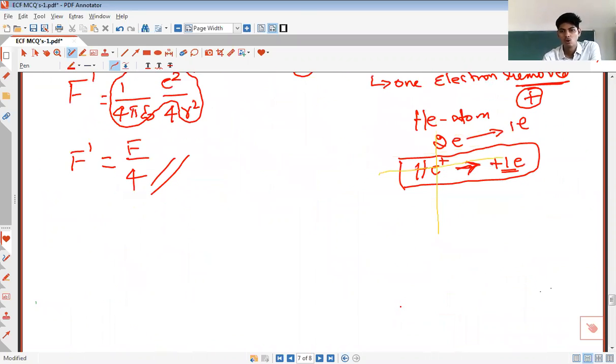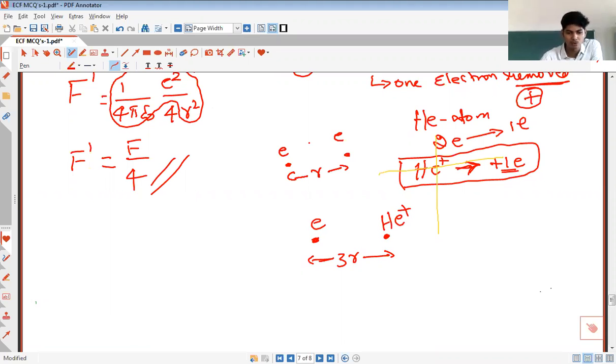Can you tell me what will be the force between an electron and a singly ionized helium atom if they are separated by a distance of 3r? The force between two electrons separated by distance r is F. What will be the force between an electron and a singly ionized helium atom if they are separated by a distance of 3r?